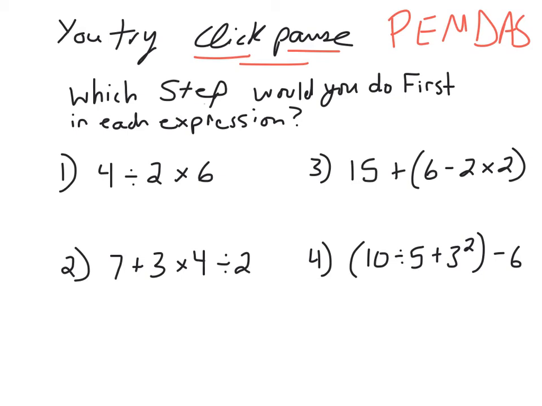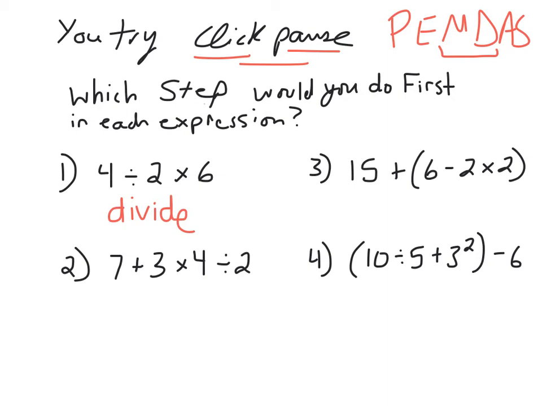Okay, let's try out number 1. According to PEMDAS, number 1 has no parentheses, has no exponents. It has multiplications and divisions. So what would I do first? Would I do the multiplication first or the division first? Well, if you remember what I said earlier, multiplication and division happen from left to right. So you would do division first for number 1. So your first step would be to divide. 4 divided by 2.